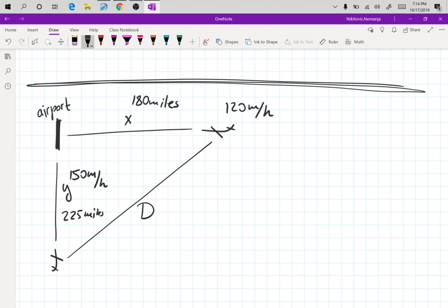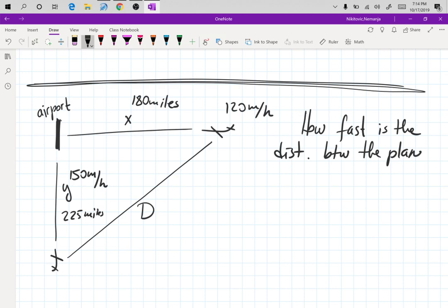The question is, how fast is the distance between the planes changing? Well, that's clearly dD/dt, because they want to know the change of distance in time, and that's going to be on that diagonal line.